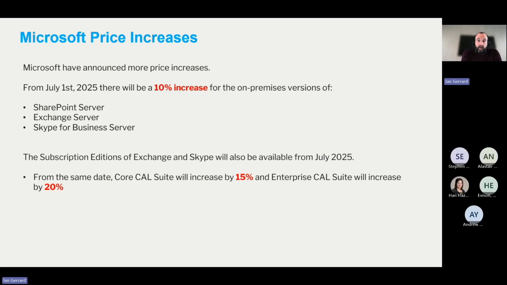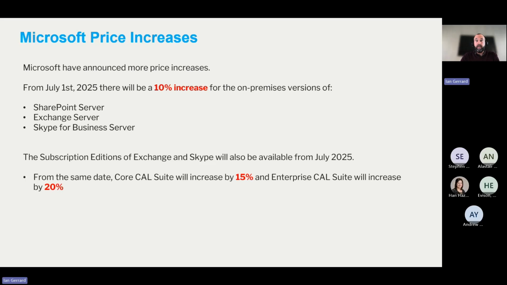mainly around the on-premise side, which ones I've put up there. The 10% increases on the SharePoint on-premise server and Exchange on-premise server are coming on July the 1st. These are not the hybrid servers. If you've got Microsoft 365 E3 or E5, you're granted the productivity servers on-premise to manage that hybrid collaboration. Those have no changes, still gifted within that suite. No, this is if you're running Exchange and SharePoint or Skype on-premise. It's going to be a 10% increase on those on-premise server licenses from the 1st of July.